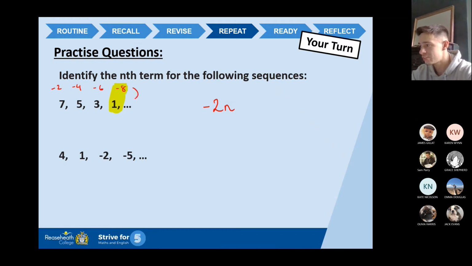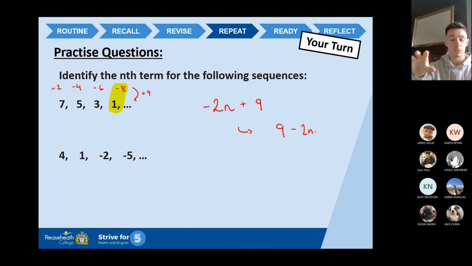So how do we get from minus 8 to 1? I add 9. And does it work for this? Yeah, I can see that it works for the others. So minus 2n, add 9. And if you really want to be fancy, 9 minus 2n, by flipping them, by moving one in front of the other, basically. Okay, and then finally, the last question I got you guys to do was this one.